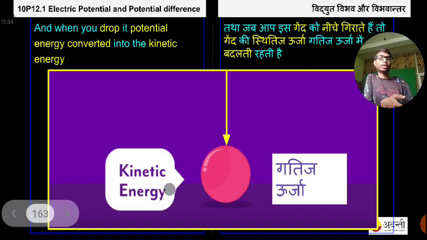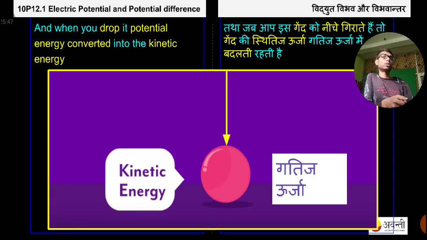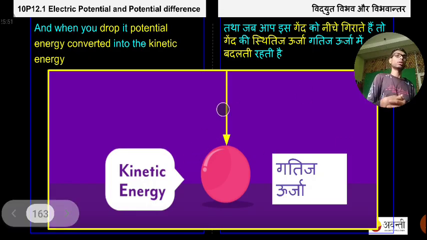Here, it came into kinetic energy. And when you drop it, potential energy is converted into kinetic energy. Remember, energy cannot be destroyed. Energy cannot be ended. It can be converted from one form to another. It can only be converted.